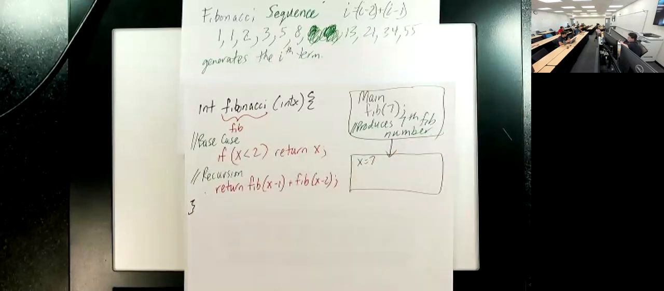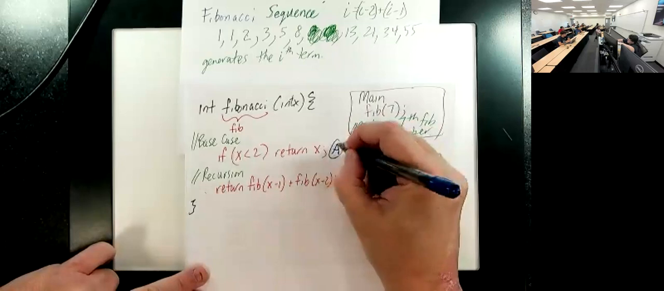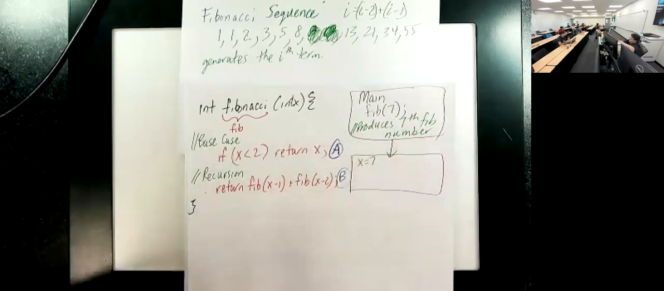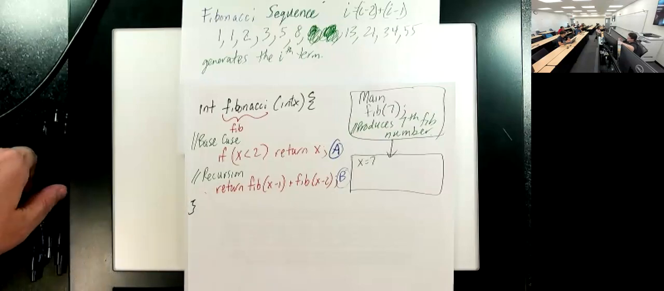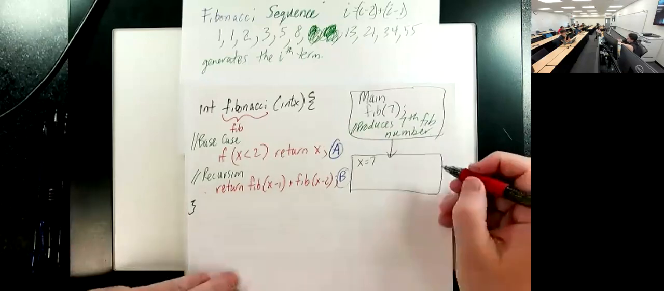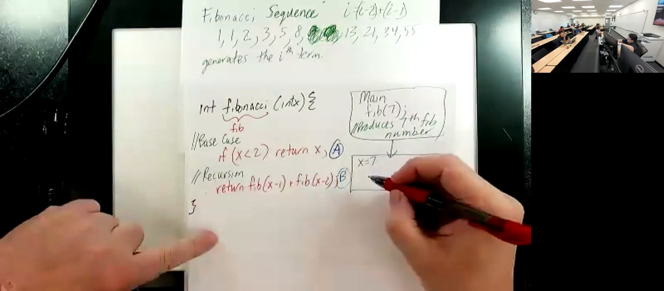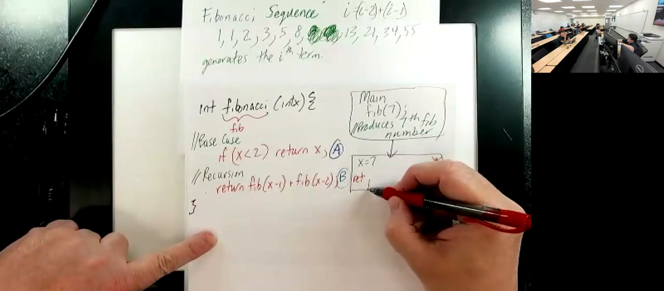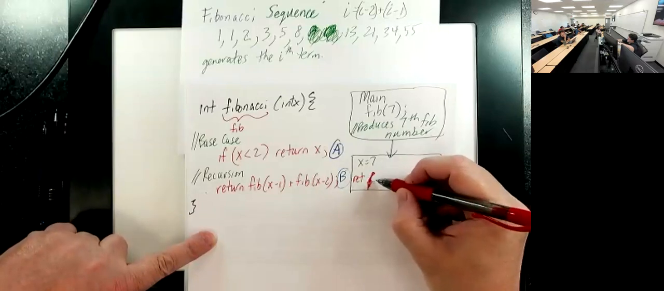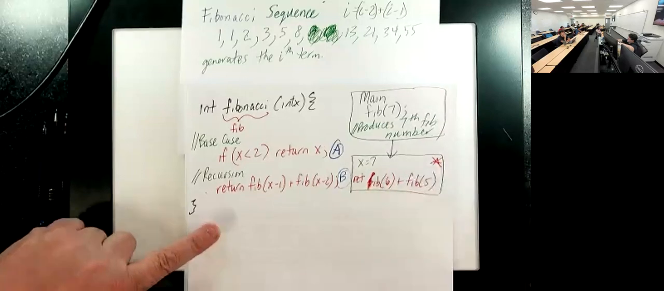And it comes over here and it checks out A and B. So is x less than 2? No. A does not work, so it triggers B. B is return fib 6 plus fib 5.